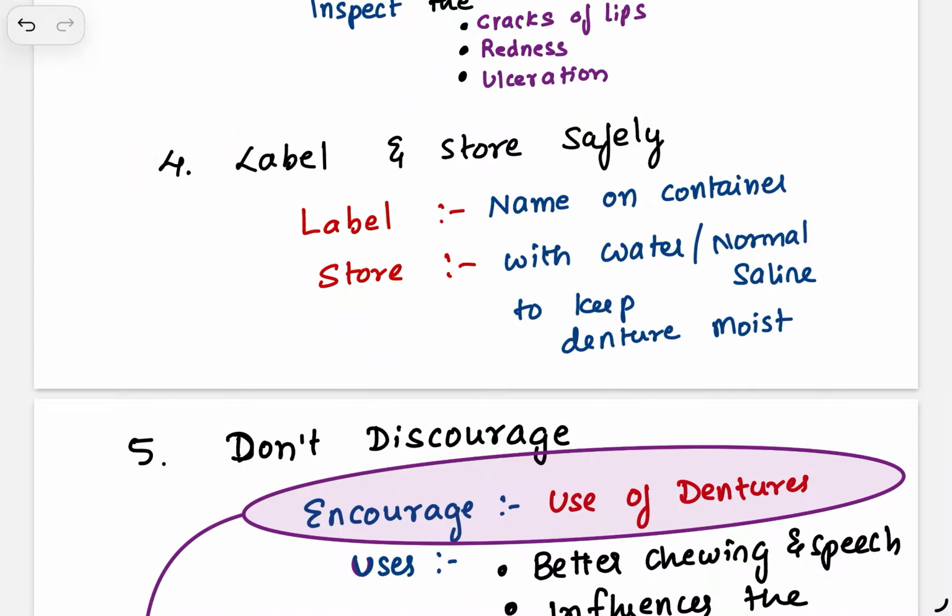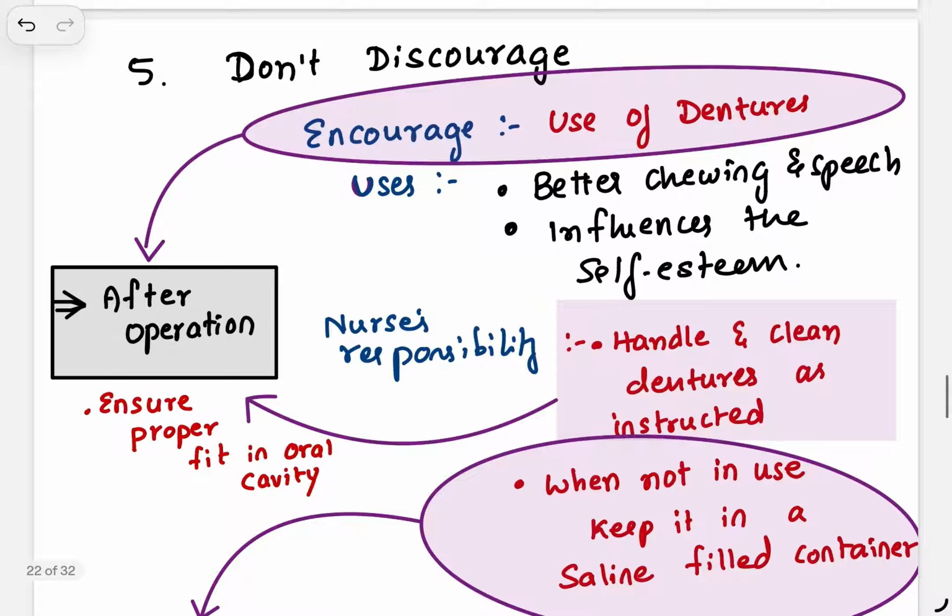Do you understand this one? Now the fifth very important step here is that we should not discourage the patient, okay. So what not to discourage and what to encourage? Discouraging the patient will decrease the self-esteem. Suppose the patient is asking for the dentures, at that time you should not discourage, okay. They want to talk, and without the dentures they can't talk, so at that time you provide the dentures when they ask.